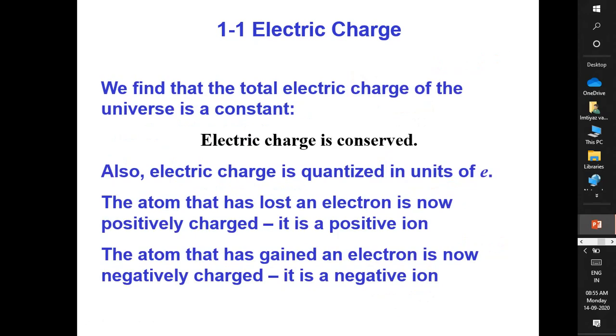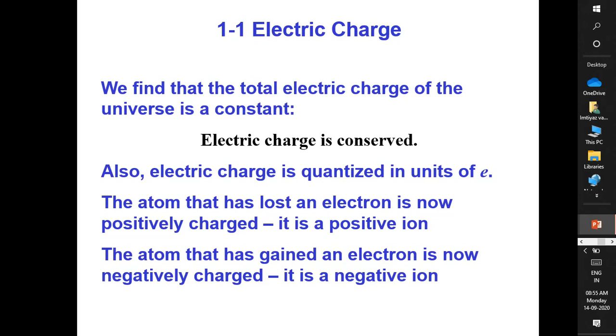Now we find that the total electric charge of the universe is constant. It means electric charge is conserved. That means charge can neither be created nor be destroyed. So the value will never change in these phenomena.